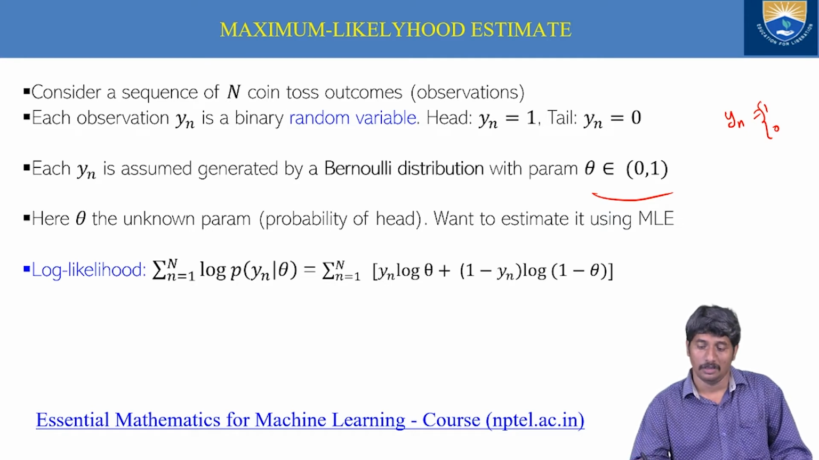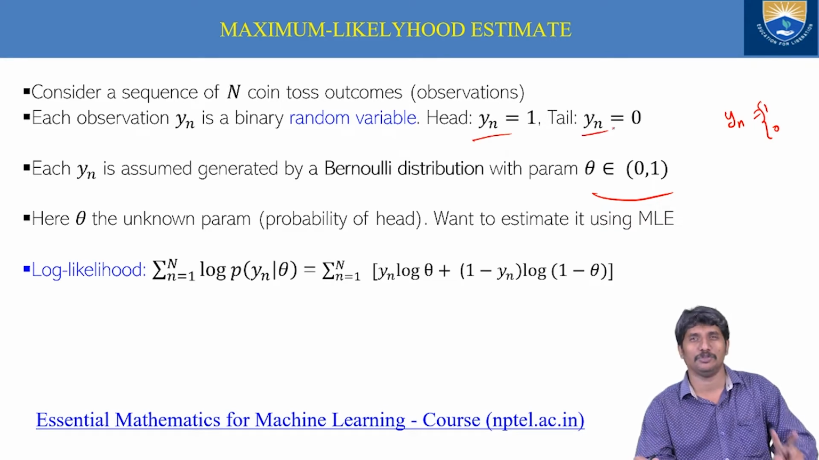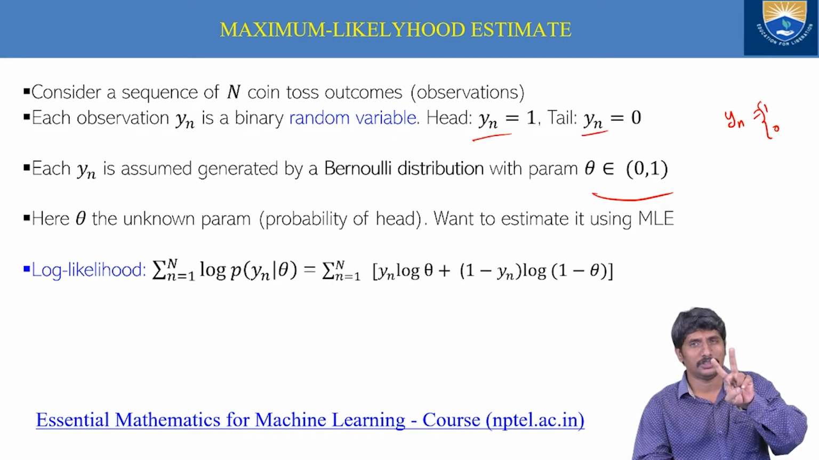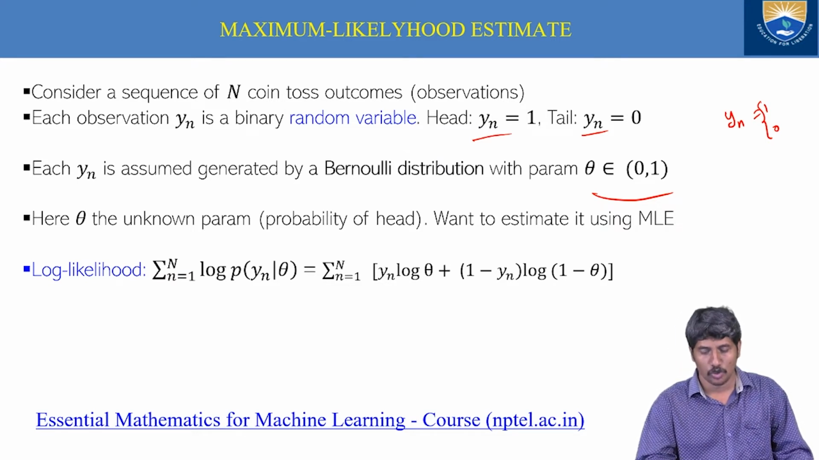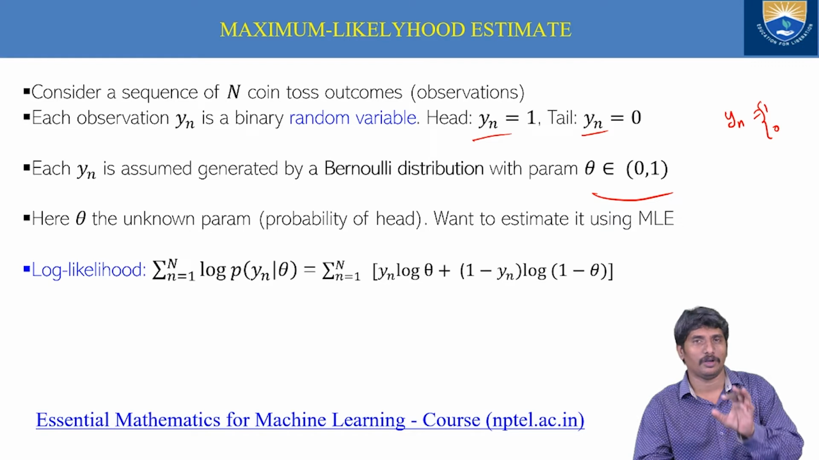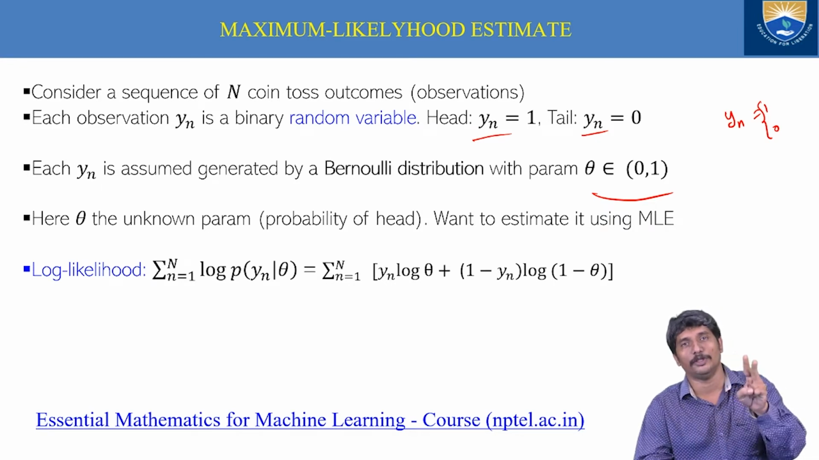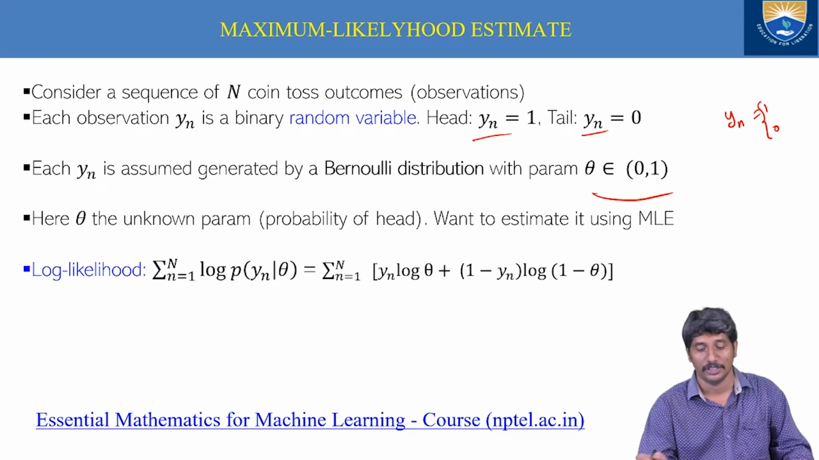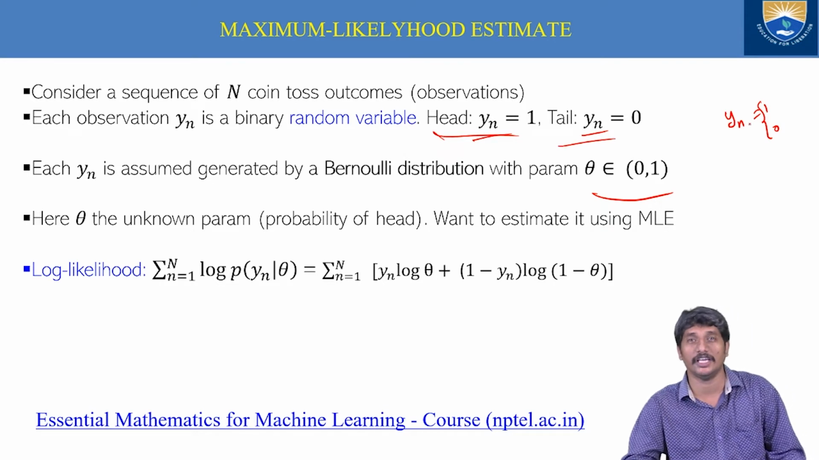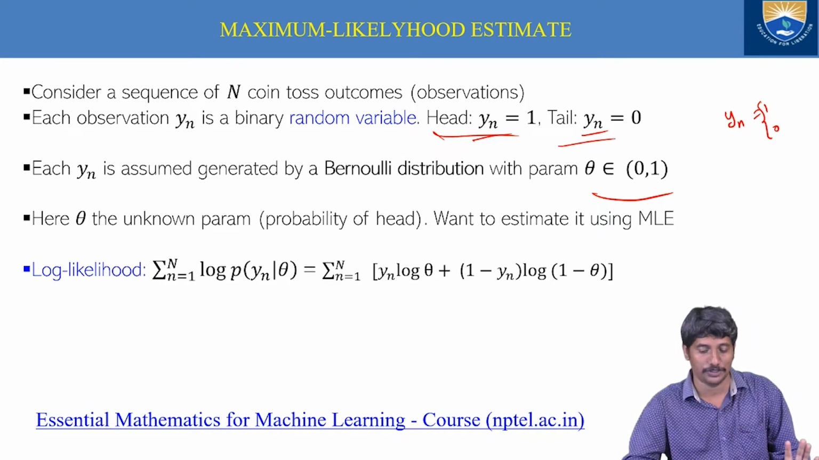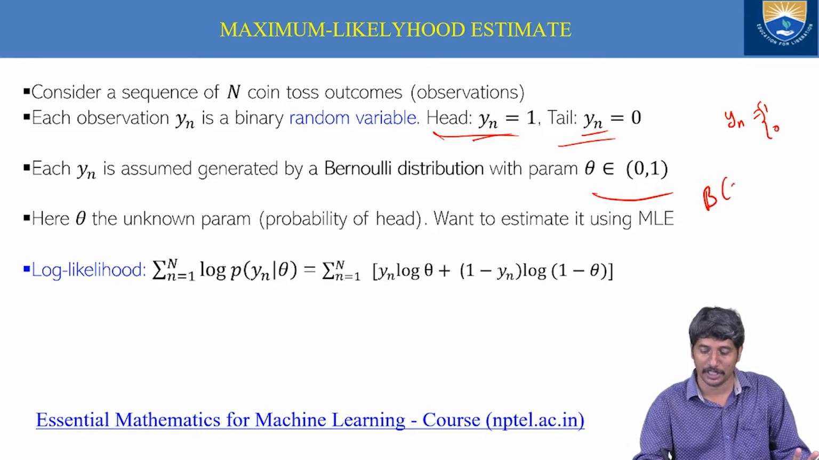Because there are two possible outcomes, head and tail, the distribution which deals with two possible outcomes is the Bernoulli distribution. Let us recap Bernoulli trials: a finite sequence of trials which are independent of each other, and each trial consists of only two possible outcomes, namely success and failure. Here the success is head and the failure is tail. That is why the Bernoulli distribution suits here. So now the Bernoulli distribution parameter is theta.